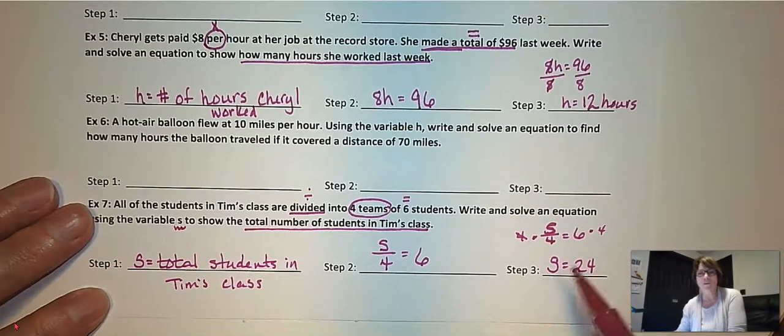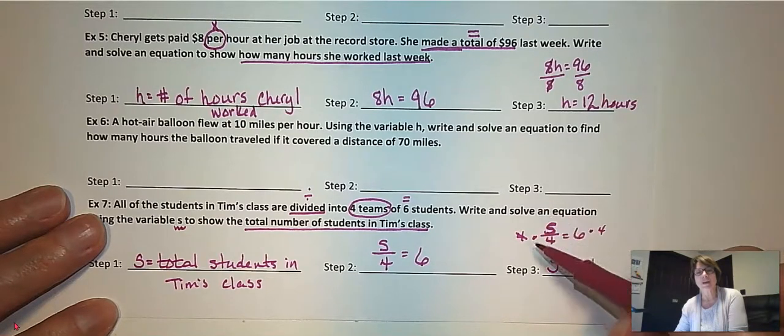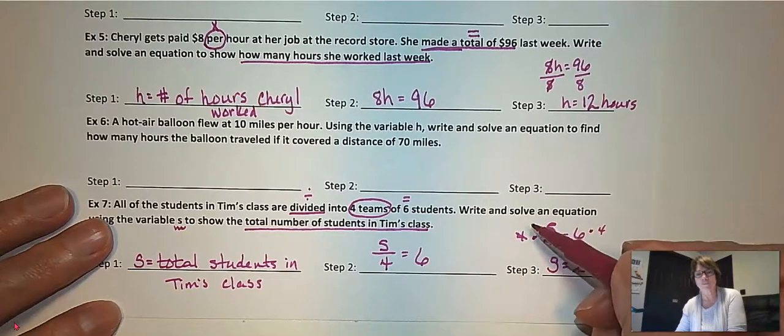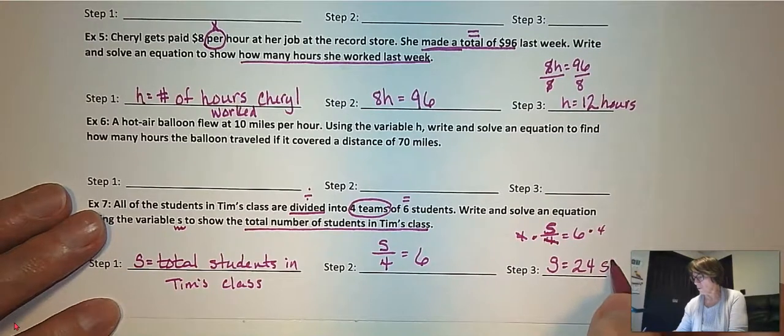And so now we have an equation that we can solve. We take our s divided by 4 equals 6. The opposite of dividing by 4 is multiplying by 4, so we do that on both sides of our equal sign. That takes care of the divided by 4, and then we bring down our s, and 6 times 4 is 24. So there were 24 students altogether in Tim's class.